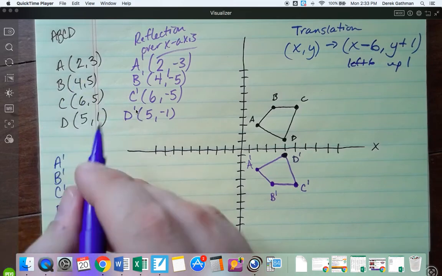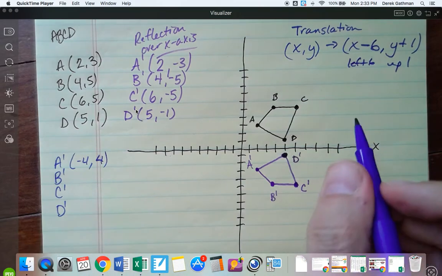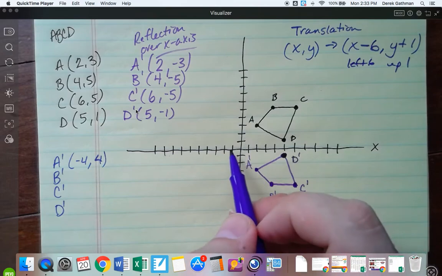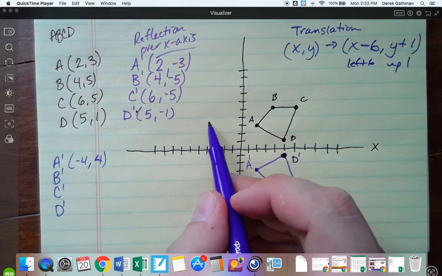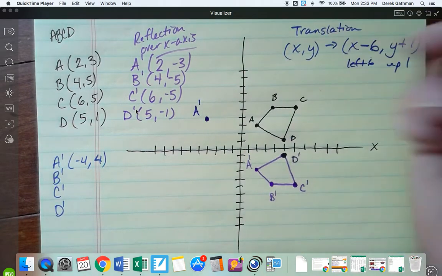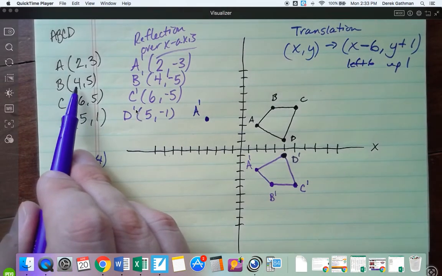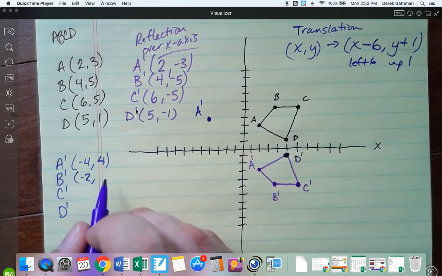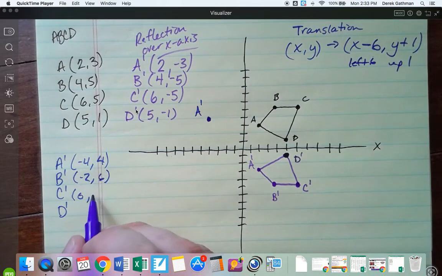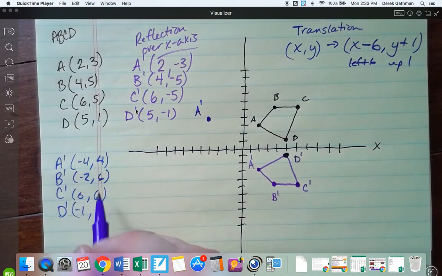So I'm going to go 2 minus 6, negative 4. 3 plus 1 is 4. So really all I'm doing is going 6 places over and 1 place up from where I started. And that's where A prime is going to be. Okay? So I'm going to do the same with all those coordinates. So minus 6, 4 minus 6 is negative 2, 5 plus 1 is 6. 6 minus 6 is 0, 5 plus 1 is 6. 5 minus 6 is negative 1, 1 plus 1 is 2.